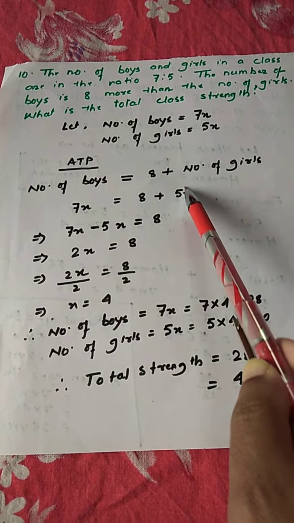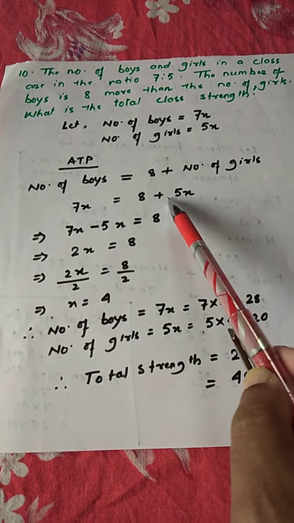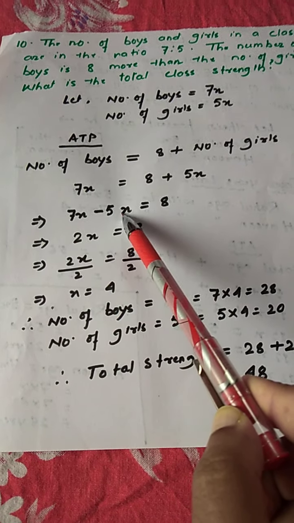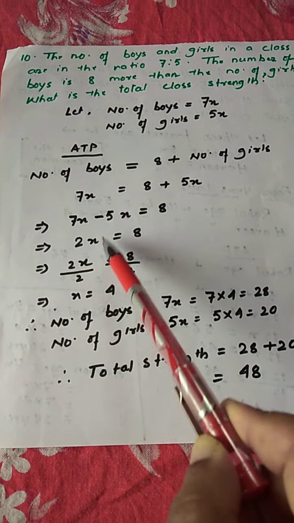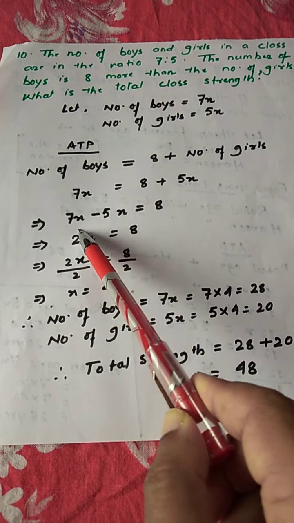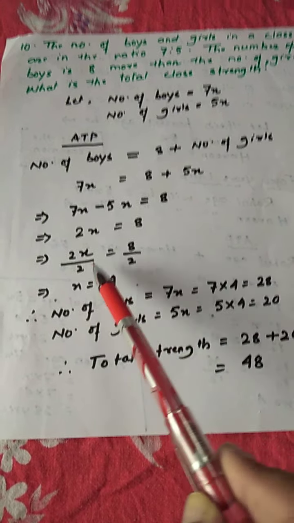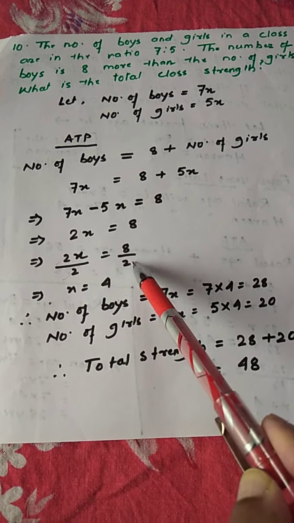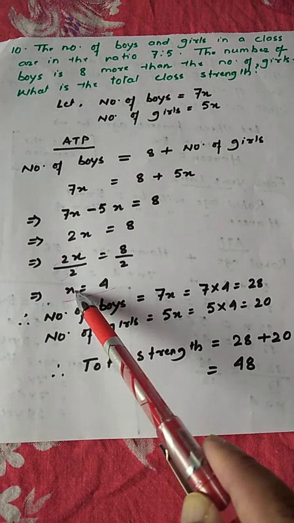Now transpose this variable term towards the left hand side. Again the sign will change. So the next step is 7x minus 5x is equal to 8. What is the result of this? 2x. Now we have to transpose this 2. For that, we have to divide both sides by 2. Now when we do that, we reduce this to 8 divided by 2 is 4. Now we know the value of x, that is 4.